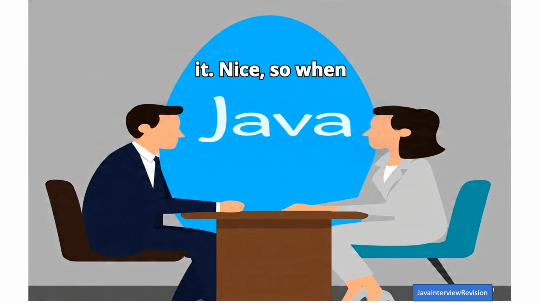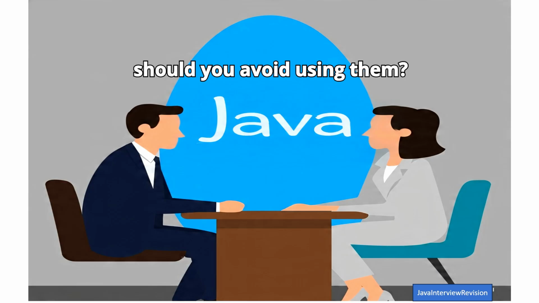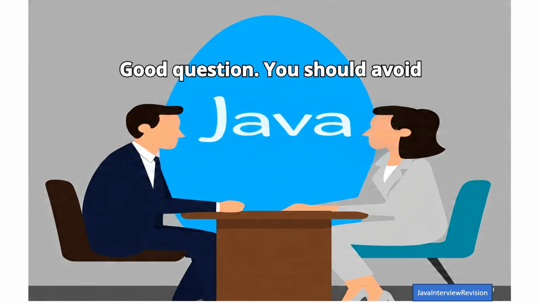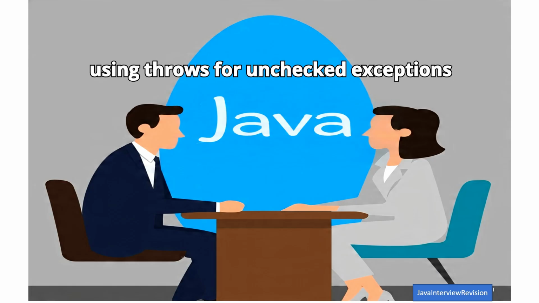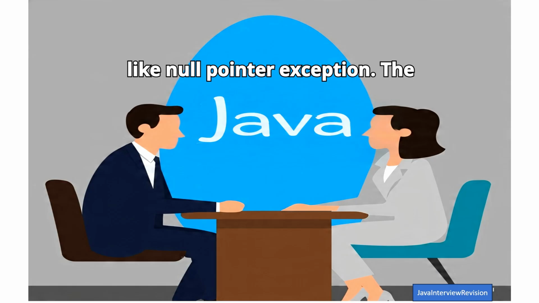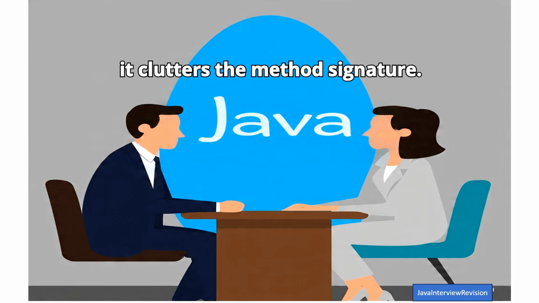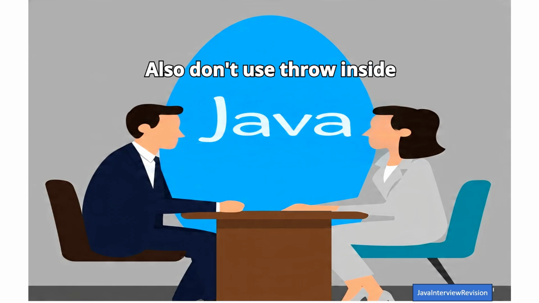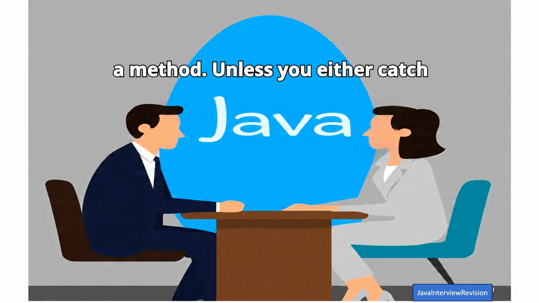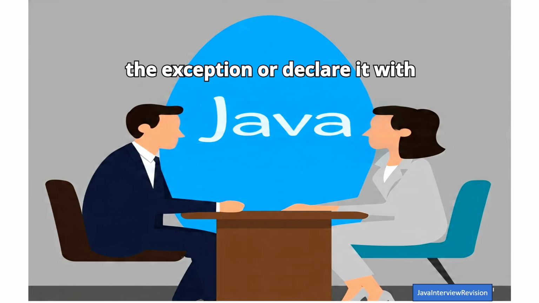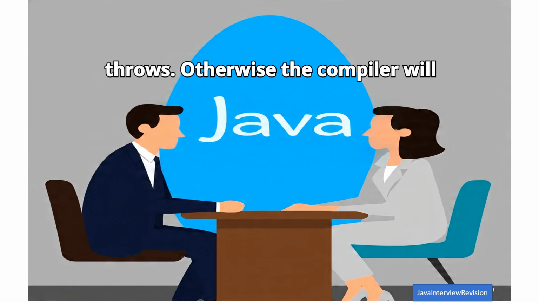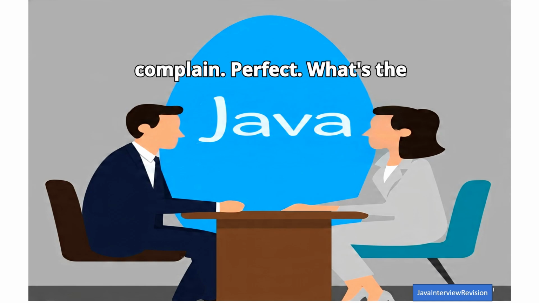Nice. So when should you avoid using them? Good question. You should avoid using throws for unchecked exceptions, like NullPointerException. The compiler doesn't require it, and it clutters the method signature. Also, don't use throw inside a method unless you either catch the exception or declare it with throws. Otherwise, the compiler will complain.